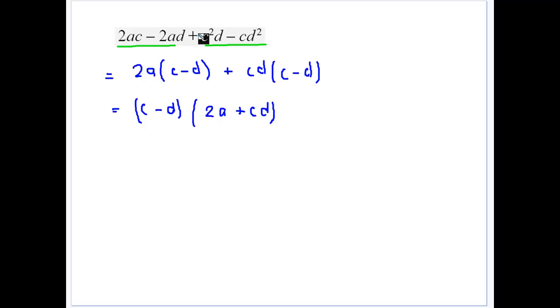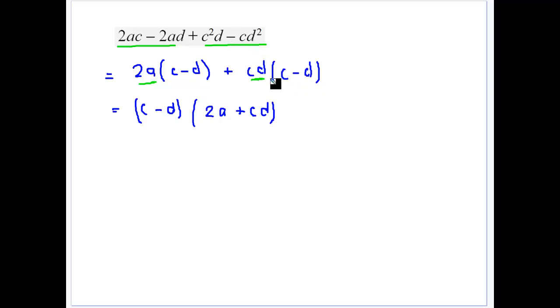Now, with this sort of thing, that's the whole idea of grouping in pairs. It'll work out nicely, generally, with our questions. So we look at what we said here, that 2a is common to both. So we've got 2ac, so factorise the 2a out, and 2ad, so taking the 2a there, we're left with the c, we're left with minus d in the bracket. And if we look at this one, c squared d, so c's common, and so is a d there, so we take the c and the d out. That leaves us c minus d in this bracket here.